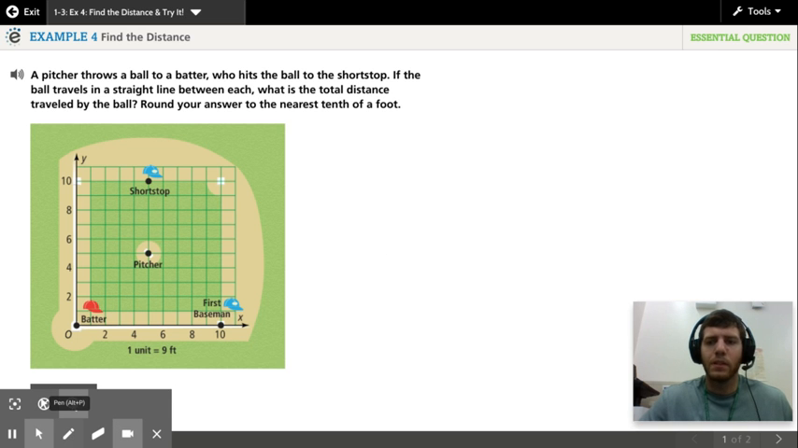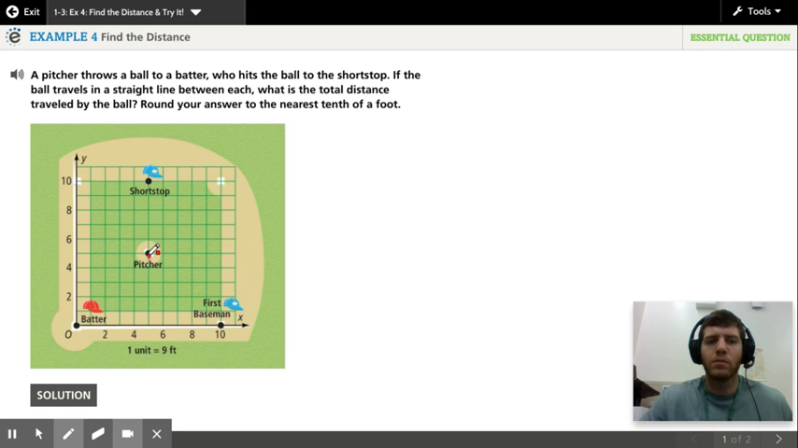This is example 4. A pitcher throws a ball to a batter who hits the ball to the shortstop. If the ball travels in a straight line between each, what is the total distance traveled by the ball? Round your answer to the nearest foot.